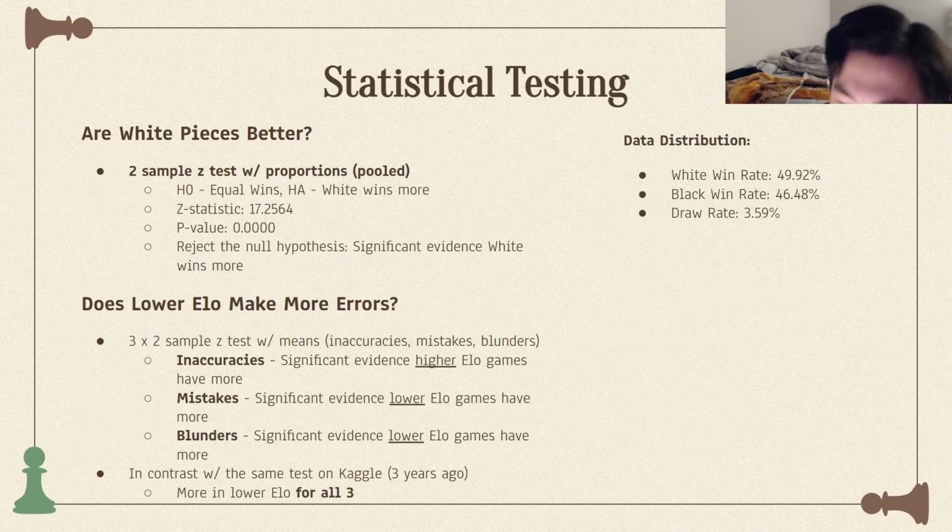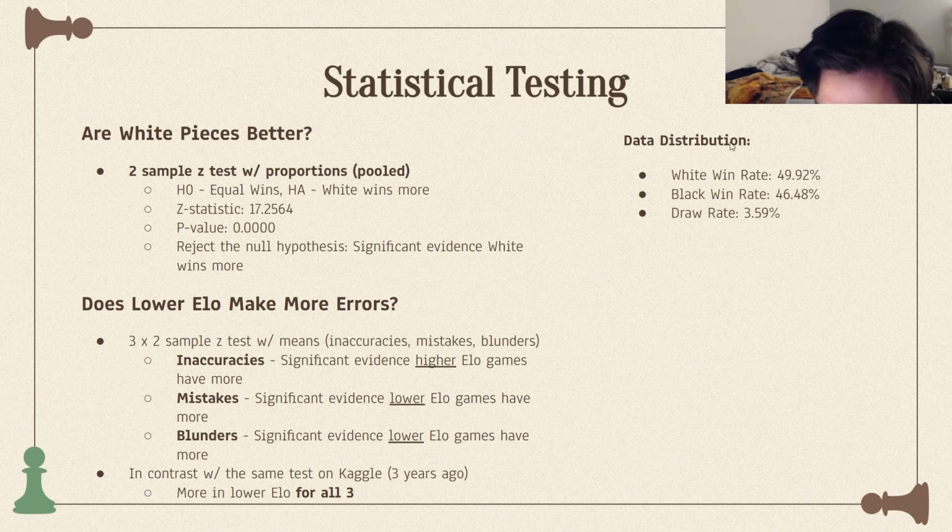Starting with the more simple stuff, I did some statistical testing with the data. Historically, evidence has shown that the white pieces have an advantage, so I conducted a 2-sample z-test and did find significant data of this. I then divided the data into lower and higher elo games and did 3 2-sample z-tests on them for total inaccuracies, mistakes, and blunders, and found significant evidence that higher elo players made more inaccuracies, but lower elo players made more mistakes and blunders. This was actually different from the same test conducted on the Kaggle dataset, which found evidence that lower elo players made more of all 3 types of errors.